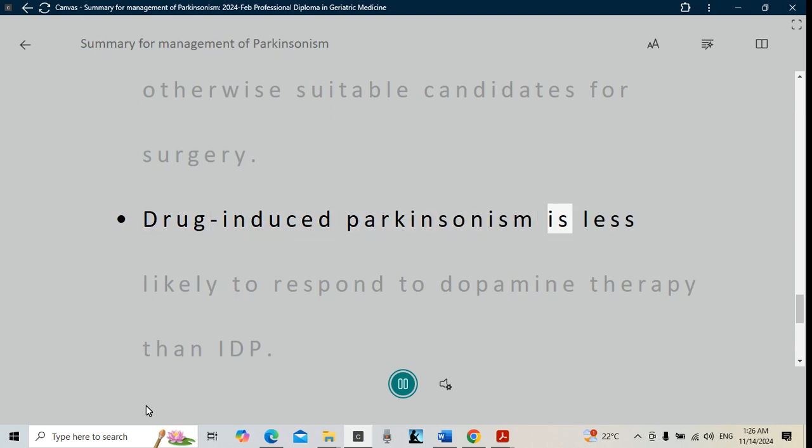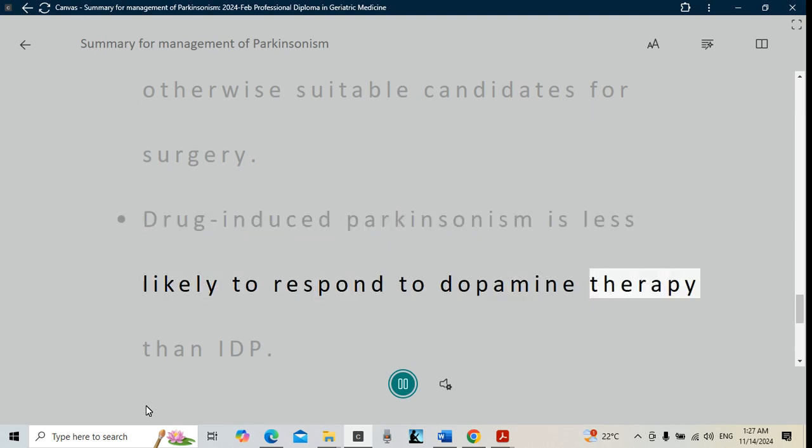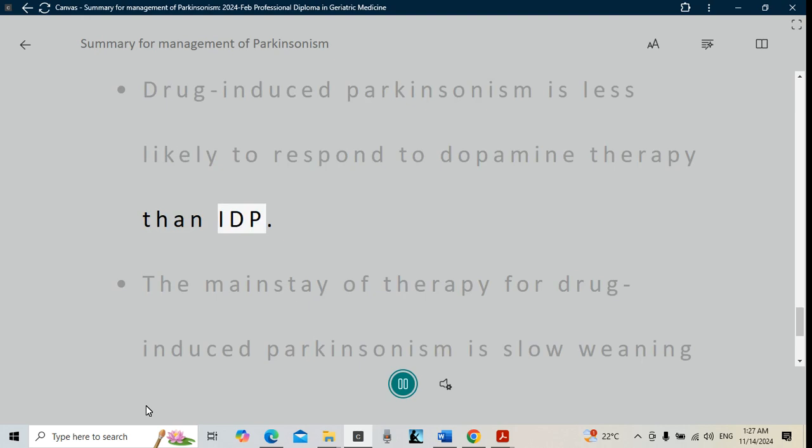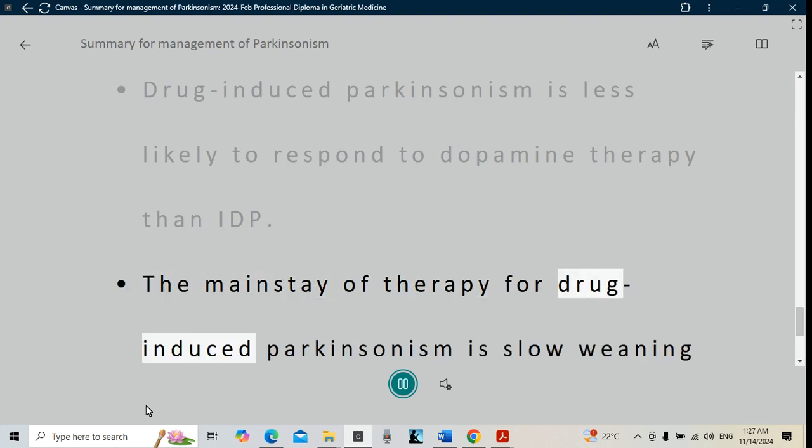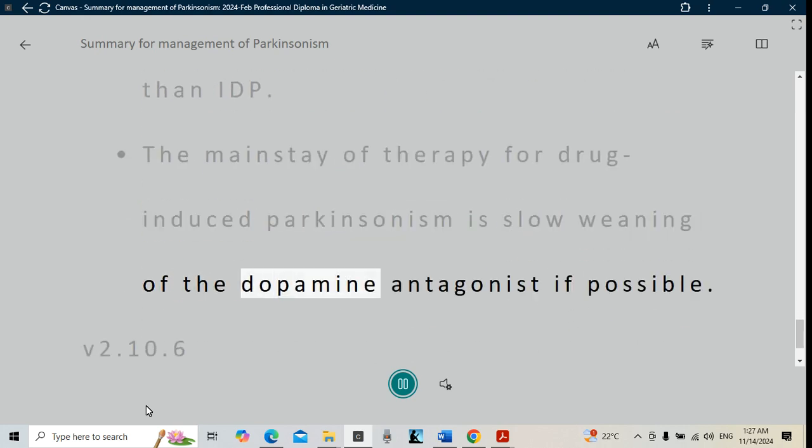Drug-induced Parkinsonism is less likely to respond to dopamine therapy than IPD. The mainstay of therapy for drug-induced Parkinsonism is slow weaning of the dopamine antagonist if possible.